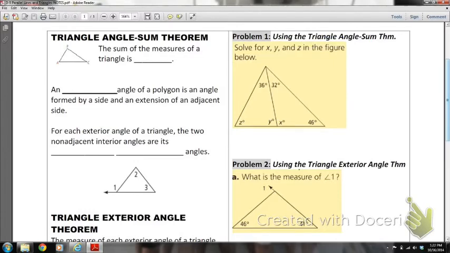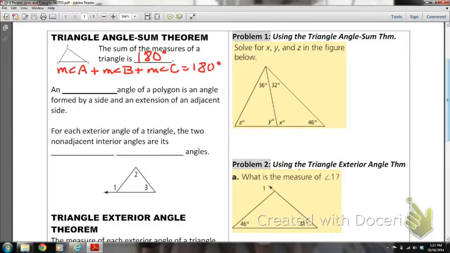And we've already talked about this in our previous lessons. The sum of the measures of the interior angles of a triangle is 180 degrees. So in this particular triangle, we have the measure of angle A plus the measure of angle B plus the measure of angle C is going to equal 180 degrees.